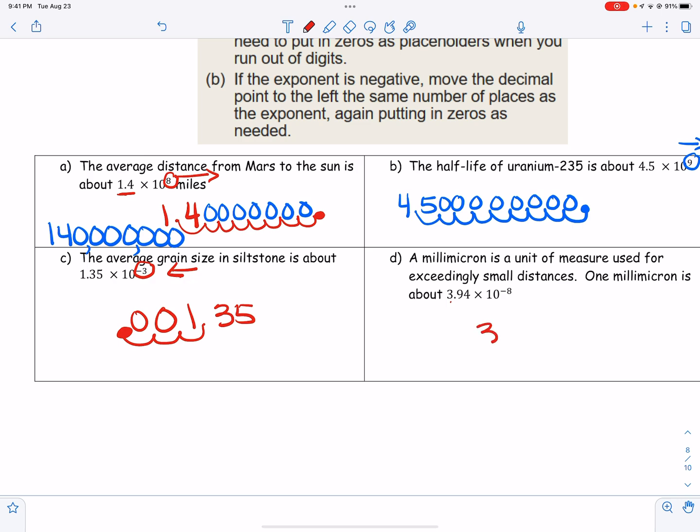So 3.94, I'm going to move it 1, 2, 3, 4, 5, 6, 7, 8. And so 1, 2, 3, 4, 5, 6, 7. I should have 7 zeros, okay?